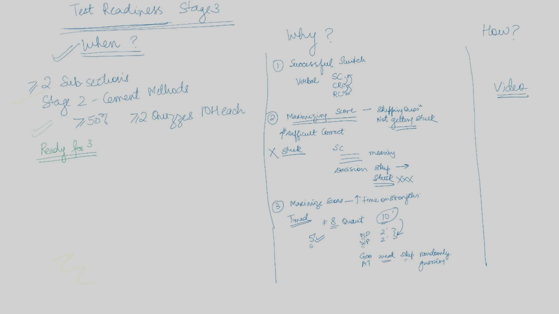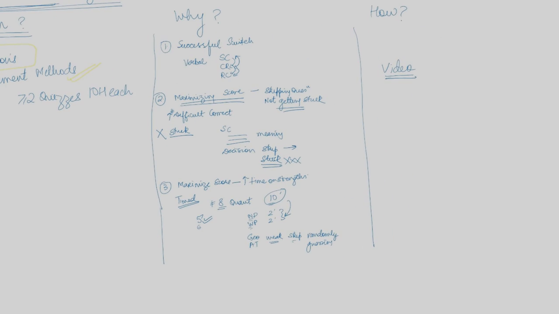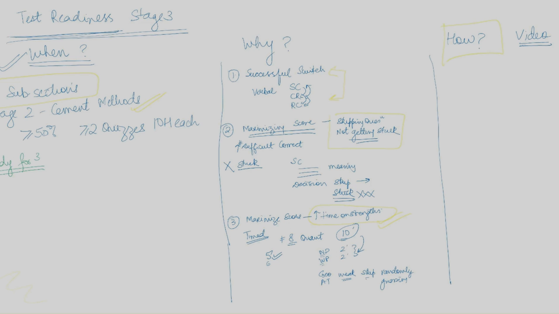All right. So when in at least 2 subsections you have mastered the methods, you have crossed stage 2, you have done stage 2 successfully. Now, why do you have to do it? Because it's a timed test, so you need to maximize your score in the timed environment. You need to increase the amount of time that you spend on your strengths, make sure that you do not get stuck, and make sure that you can switch back and forth amongst different question types. So we understood when, we understood why.